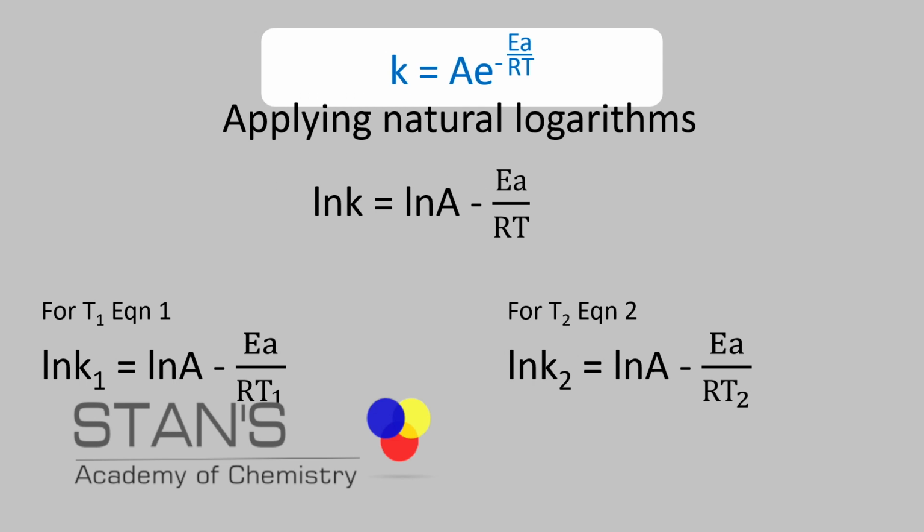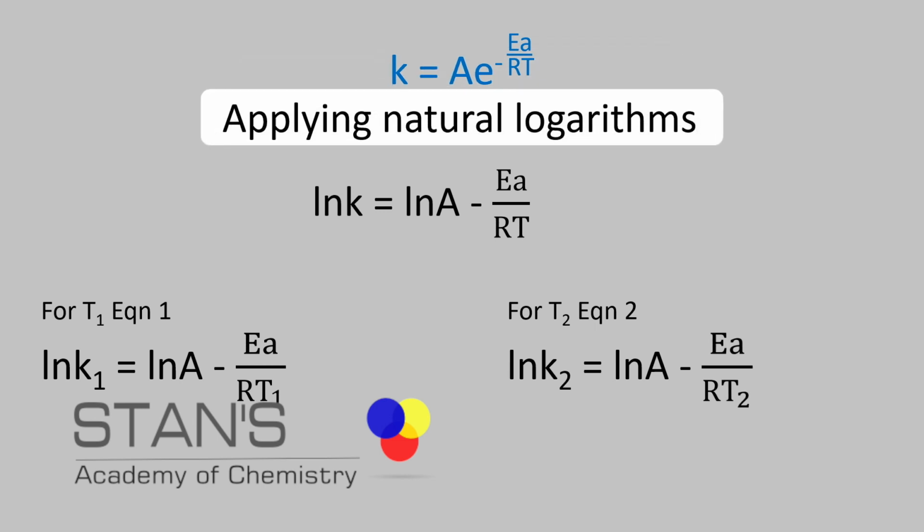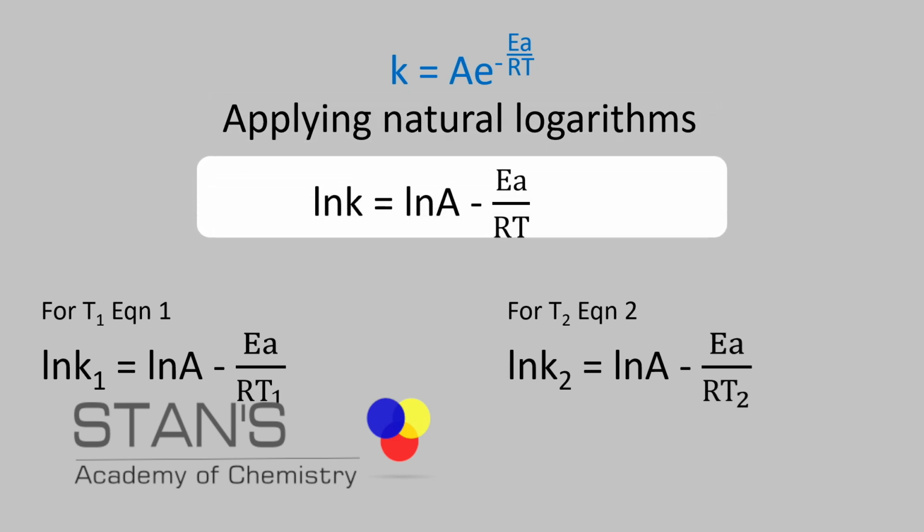In order to solve for the energy of activation, we will first apply the natural logarithm. If you have not yet studied logarithmic functions, you may want to watch a couple of videos on logarithms before you proceed. Here we are proceeding with the assumption that you are familiar with logarithmic calculations. So in order to lose the exponent, we are going to apply logs. ln k = ln A - Ea/RT.